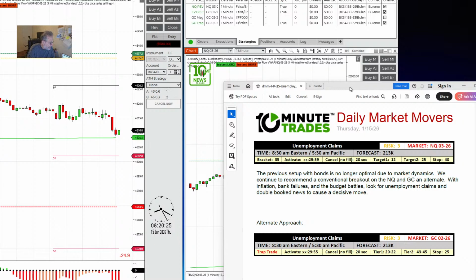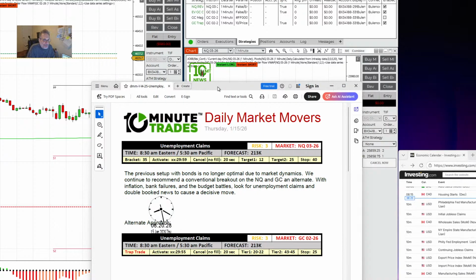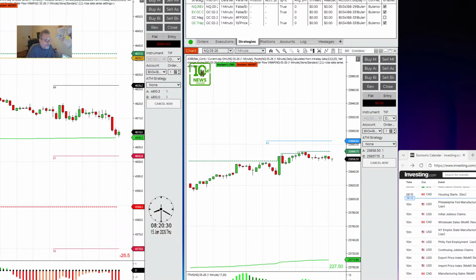Also at the bottom of the hour, we get the US Philly Fed Business Index forecast minus 1.35, prior minus 10.2. New York Fed Manufacturing forecast 1, prior minus 3.9.